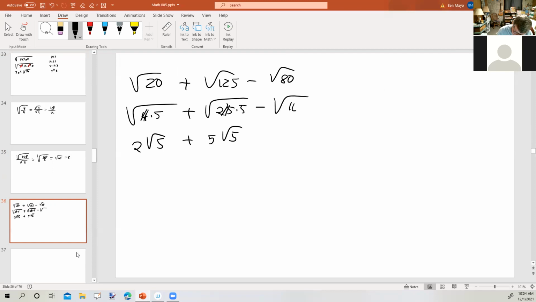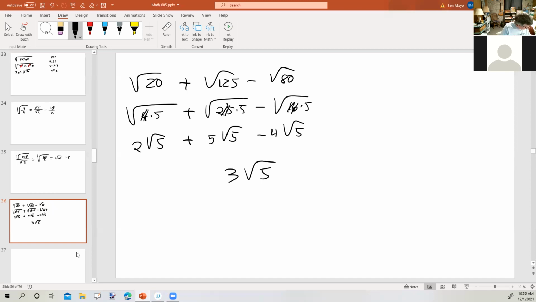And 80 is 16 times 5. The square root of 16 is 4, so minus 4 square roots of 5. 2 square roots of 5 plus 5 square roots of 5 is 7 square roots of 5. Minus 4 square roots of 5 is 3 square roots of 5. And so there we have simplifying radicals.